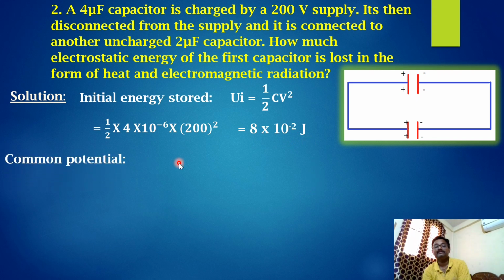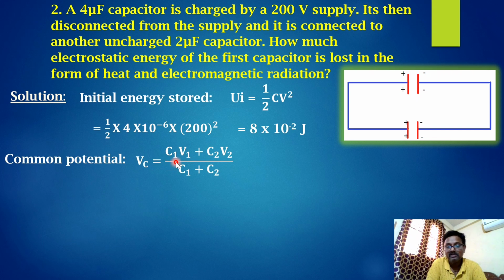Now after disconnecting this capacitor from the 200 volt supply and connecting it with the second uncharged capacitor, that is 2 microfarad, there will be a common potential. What is that common potential? That is V common potential equal to C1 V1 plus C2 V2 by C1 plus C2. Here why C1 plus C2? Both capacitors are connected in parallel. So common potential means total charge by total capacitance. Total charge means Q1 plus Q2. Q1 means C1 V1 plus Q2 means C2 V2, by total capacitance, that is C1 plus C2.